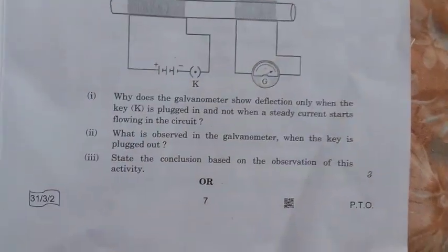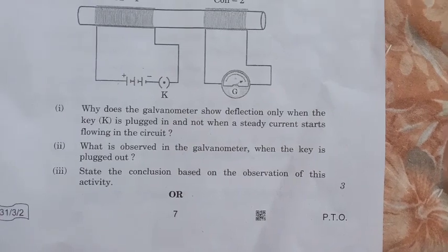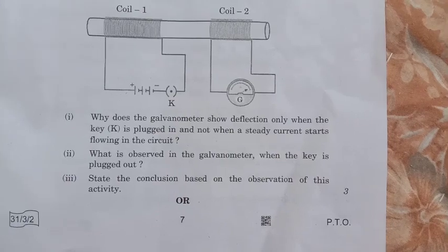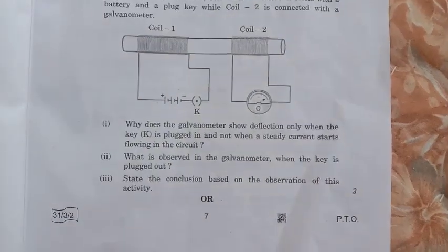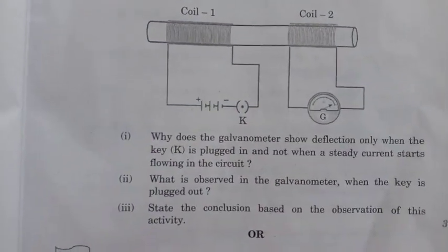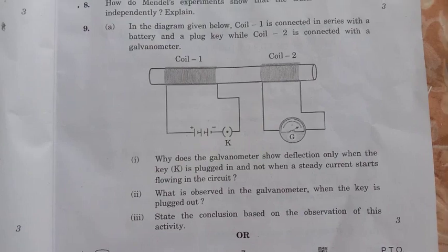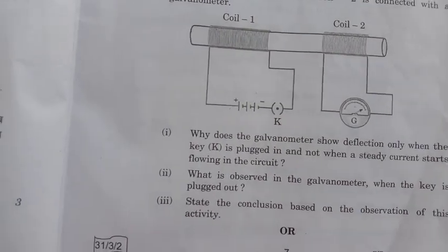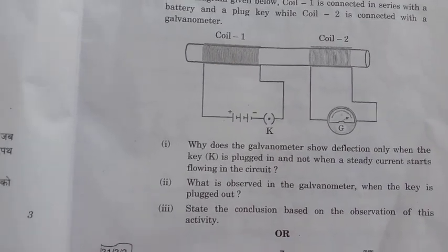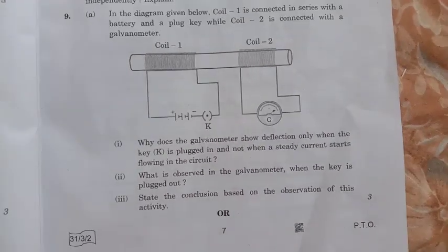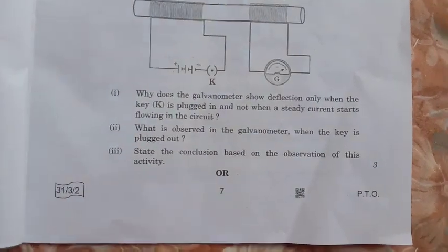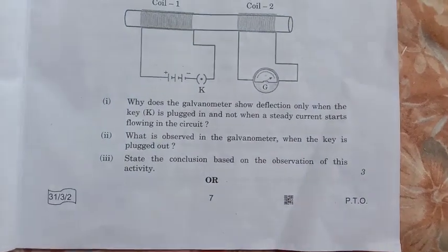Then the ninth question: why does the galvanometer show deflection only when the key is plugged in and not when a steady current starts flowing in the circuit? I wrote that when the key is plugged in, it gives some change in the magnetic field, and thus coil 2 will show some deflection, while when the current stays on, it will not provide any change in the magnetic field, so coil 2 will not show any deflection in the galvanometer.